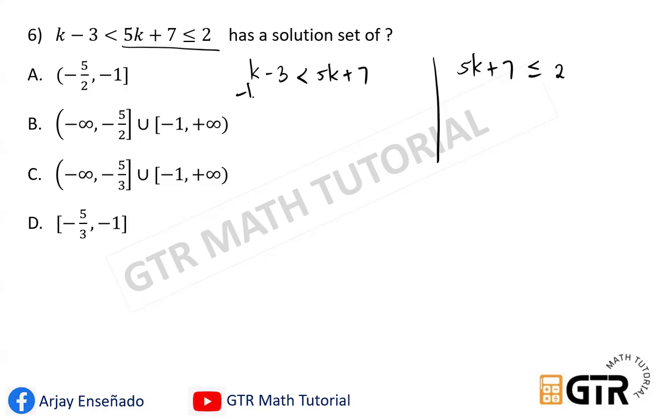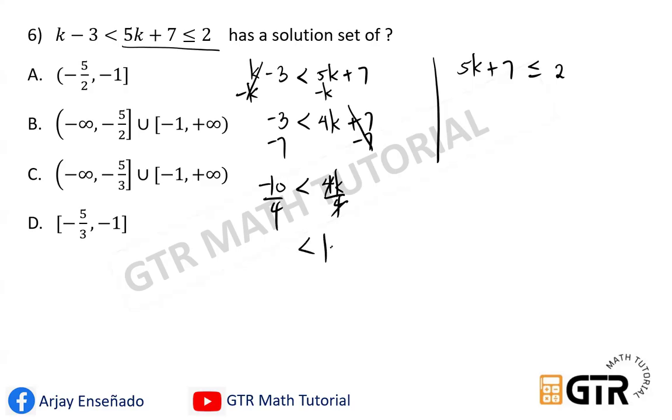Combine the K. So subtract K to both sides. Okay, so this will cancel out. So we have negative 3 is less than 5k minus k, we have 4k plus 7. Put 7 to the other side. So subtract 7 to both sides. So this will cancel out. Negative 3 minus 7, we have negative 10 is less than 4k. To solve for k, divide both sides by 4. And then we reduce that to lowest term. Divide both by 2. So we have negative 5 over 2 is less than k, or that's the same as k is greater than negative 5 over 2.